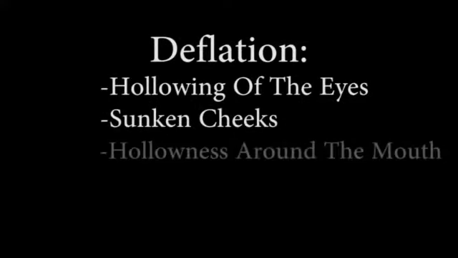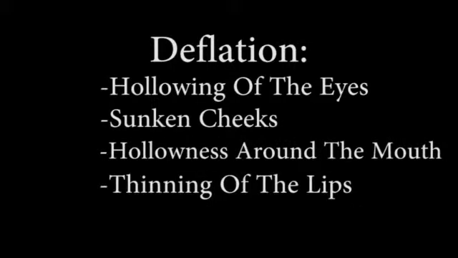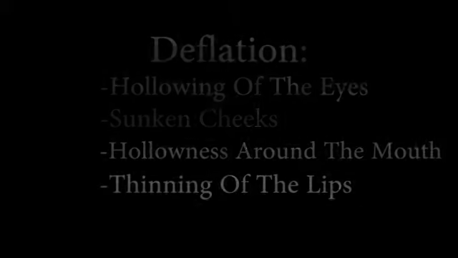I now want to talk about deflation of the skin. Deflation of the tissue can be defined by hollowing of the eyes, sunken cheeks, hollowness around the mouth, as well as thinning of the lips. In this illustration here, you can easily see deflation of the face. You can see hollowness around the eyes, the eyebrows, especially underneath the lower lids and around the cheeks. You can also see it around the mouth in what we call the prejowl sulcus, or the nasolabial fold. These areas can easily be corrected by different techniques.